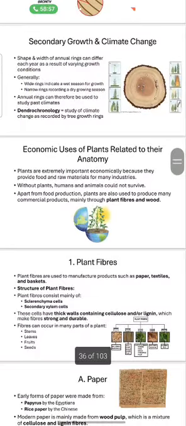So, economic uses of plants related to their anatomy. Plants are extremely important to the economy because they provide food and raw materials for many industries. Without plants, humans and animals could not survive. Apart from food production, plants are also used to produce many commercial products, mainly through plant fibers and wood.